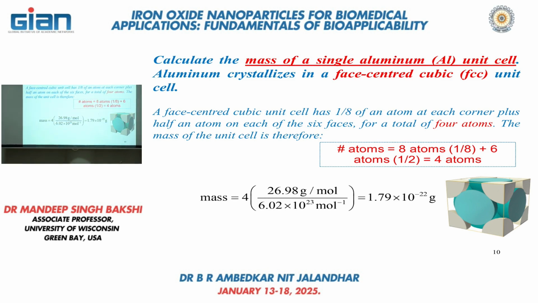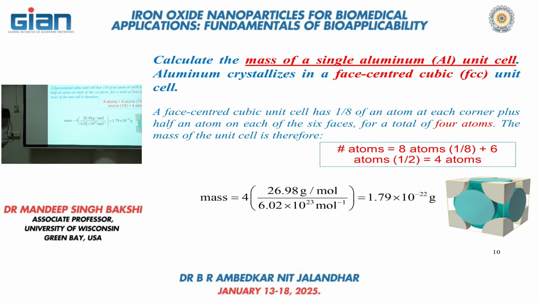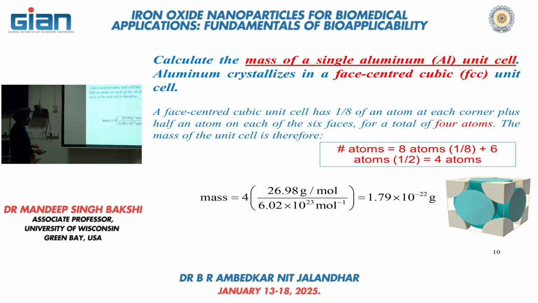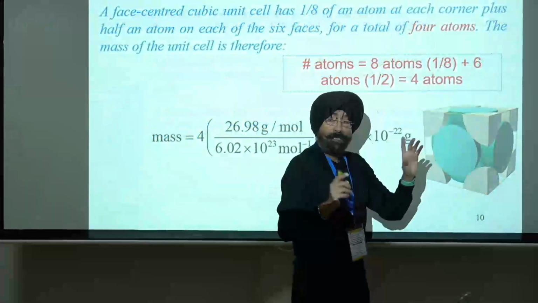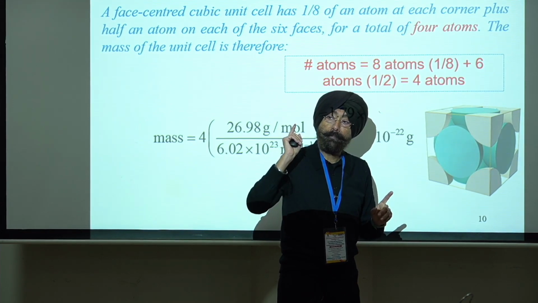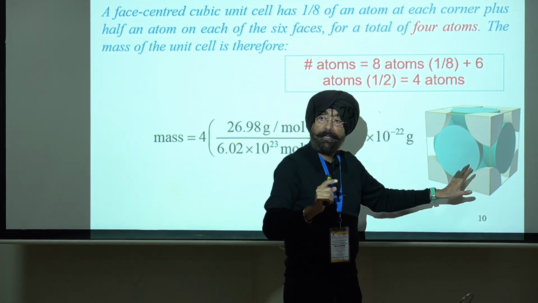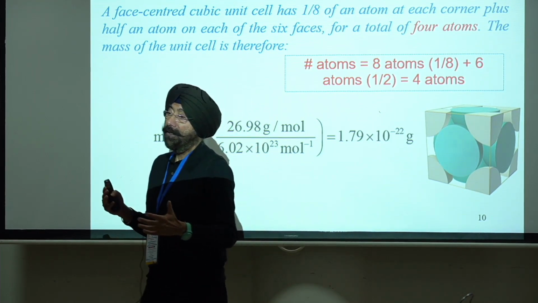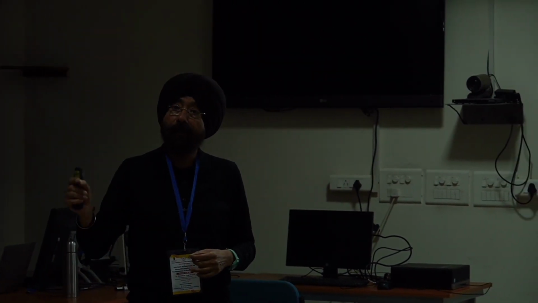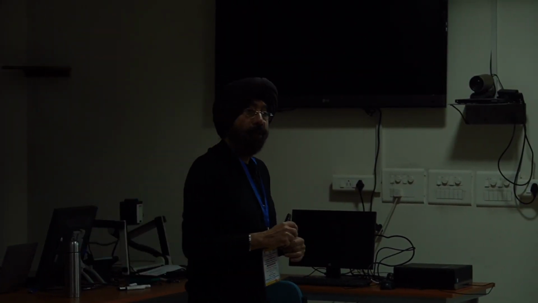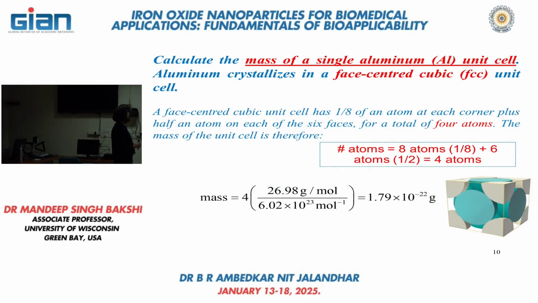Calculate the mass of a single aluminum unit cell. So, the mass of the entire aluminum unit cell. For the color contrast, this atom has a different color from this atom, but in fact, as long as we are talking about pure aluminum, all are aluminum atoms. In North America, we call it aluminum, and here in India, we call it aluminium. Do not get confused. Aluminum and aluminium are both the same thing, only the way we name it.